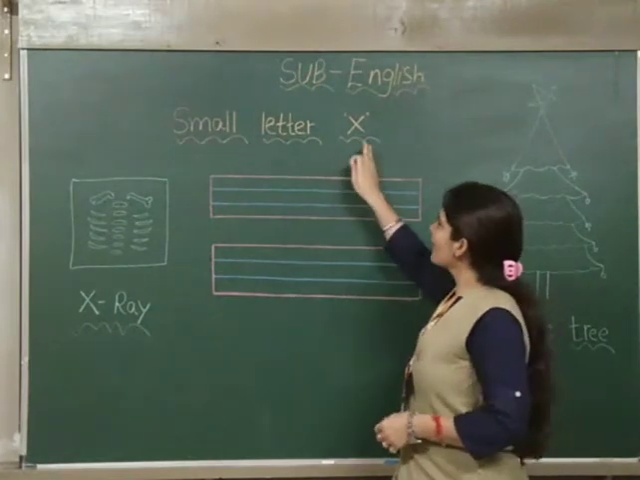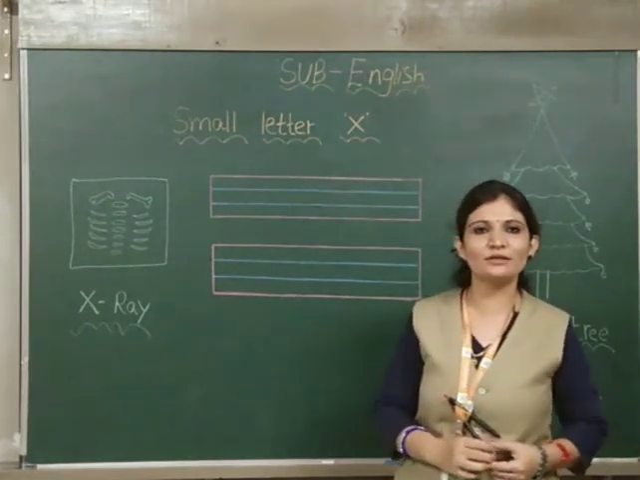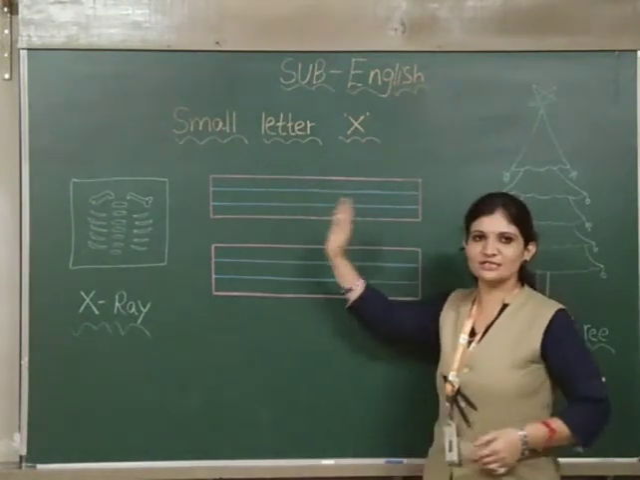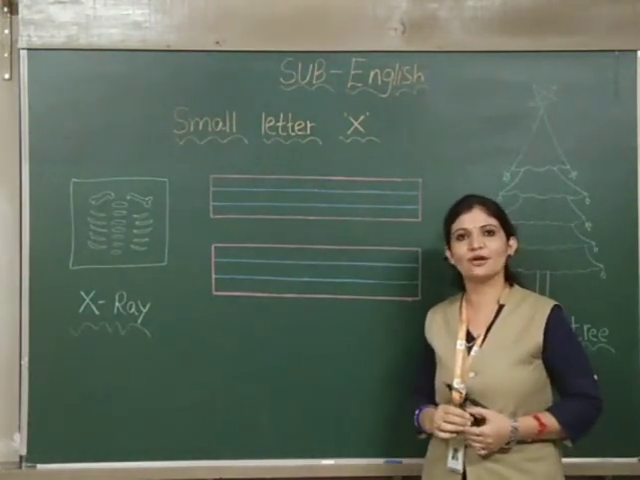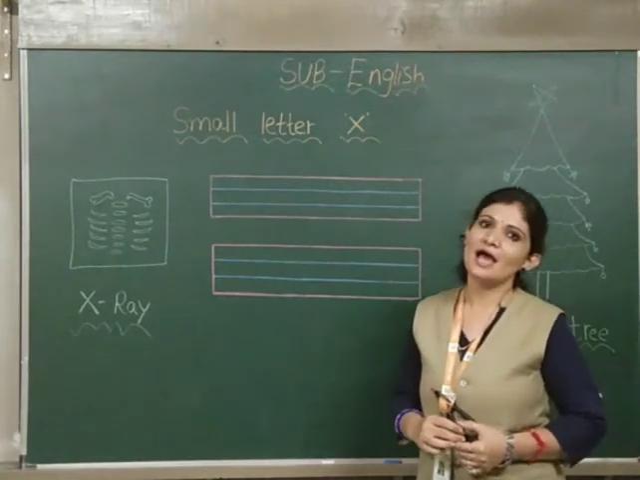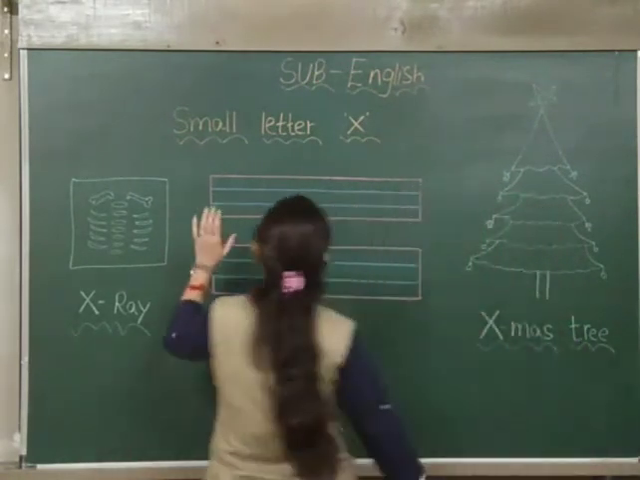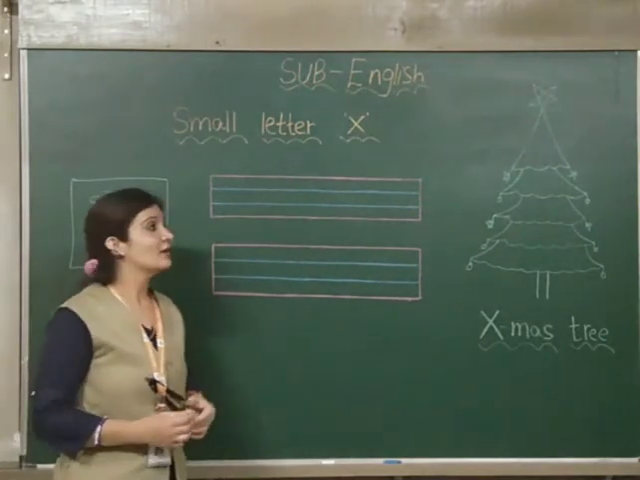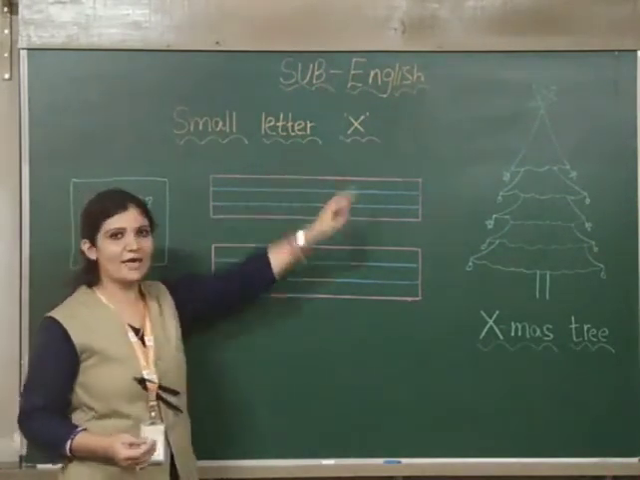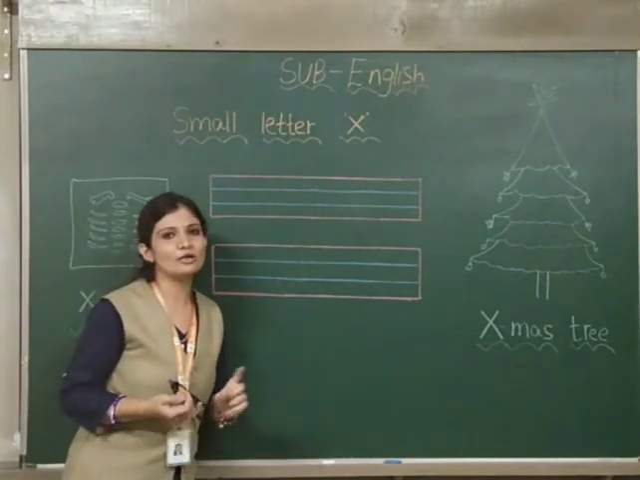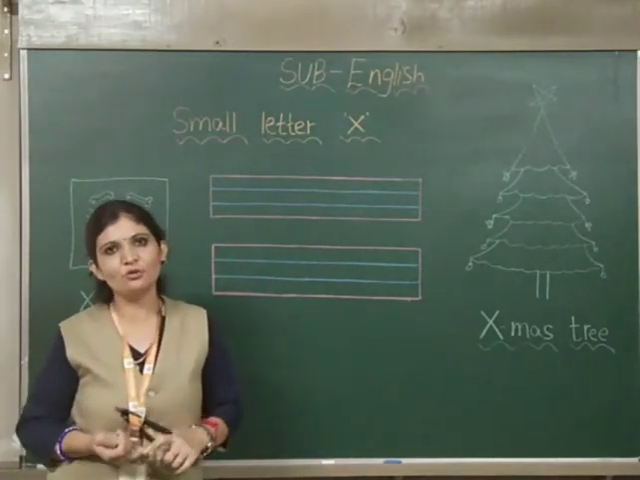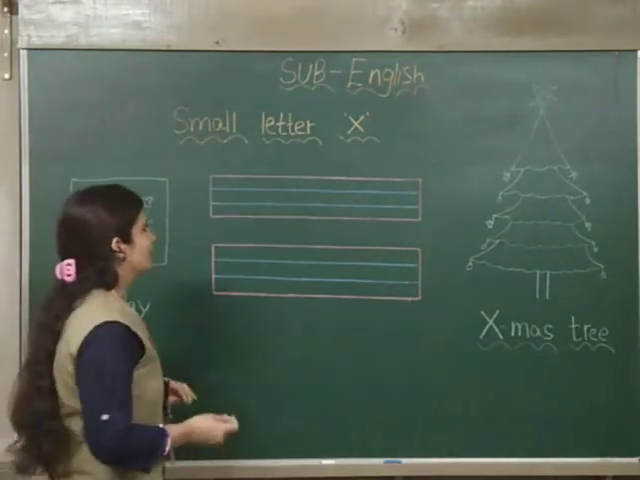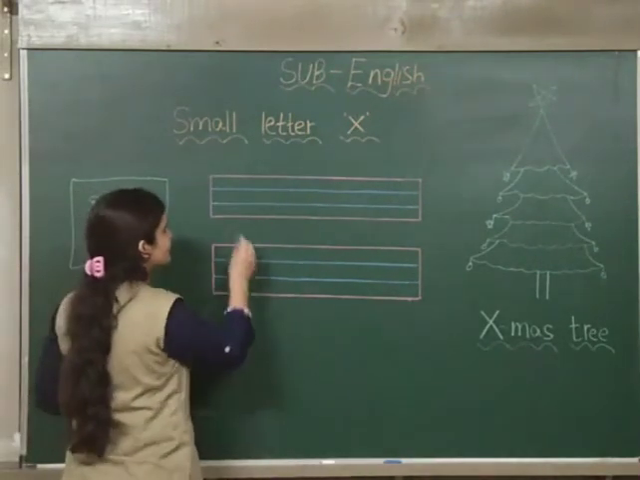Small letter X. In the previous video we did small letter W. In today's session I am going to teach you how to write small letter X. See here, these both are blue lines. We have to write small letter X in the blue line. Small letter V, small letter W and small letter X we have to write in the blue line. Have a look at how to write small letter X.